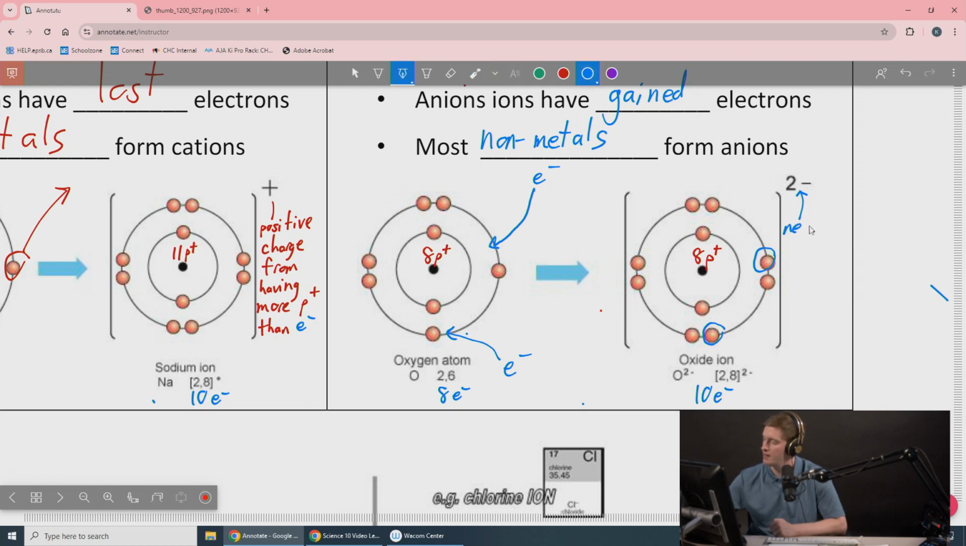We have a negative charge from having 2 more electrons than protons. The negative charge comes from having 2 more electrons than protons.